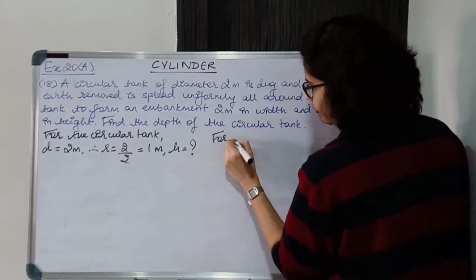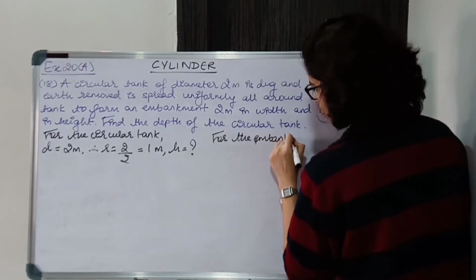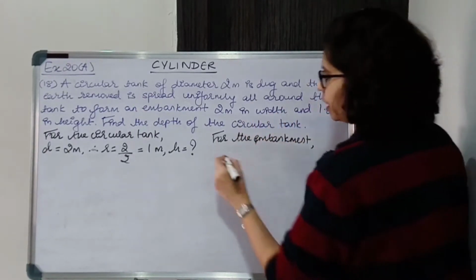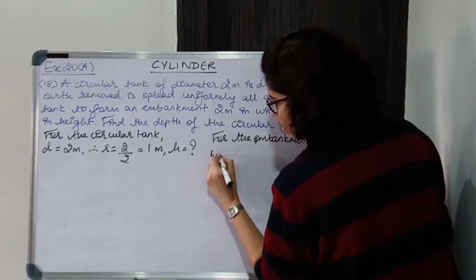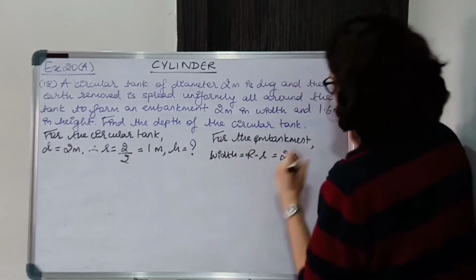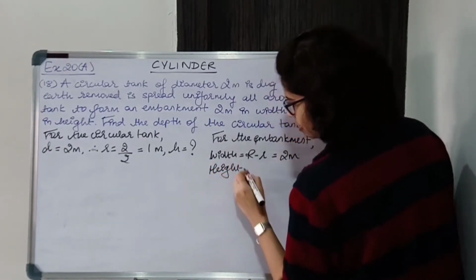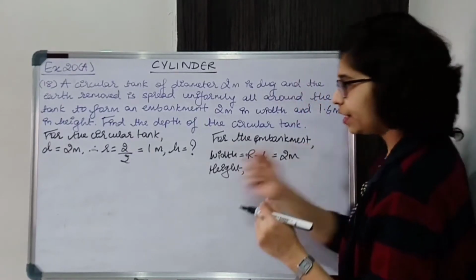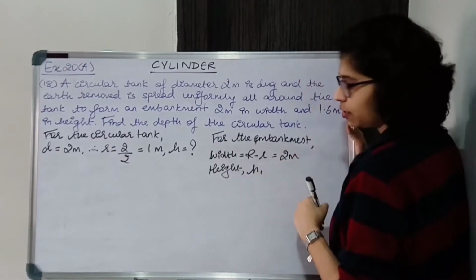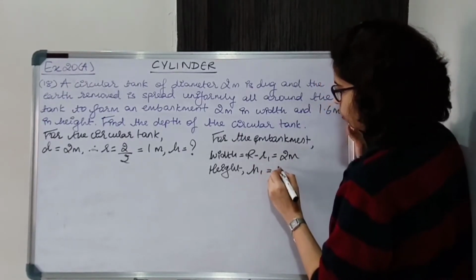Okay, now coming to the embankment. For the embankment, what are we given? We are told that its width is 2 meters, that is capital R minus small r. Let me write the width first: width is R minus small r, which is equal to 2 meters, and 1.6 meters in height. Now I have already used h over here, so I cannot use h again. So let's say this is h1, and let's call this small r1. This is equal to 1.6 meters.